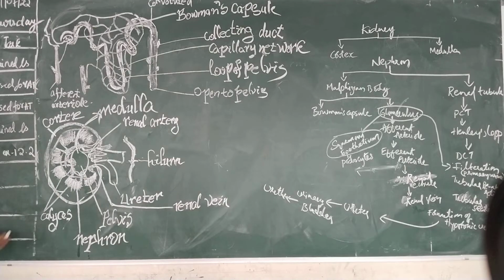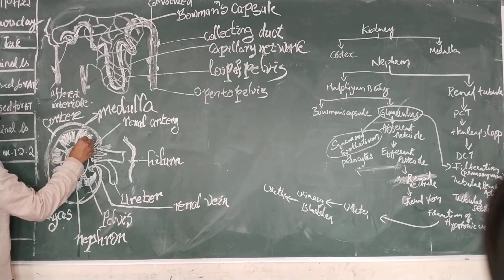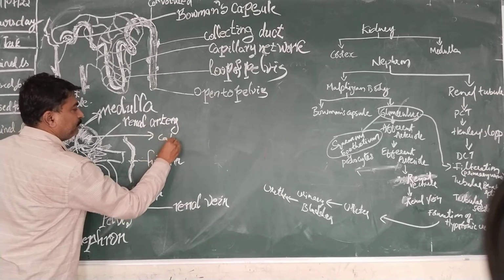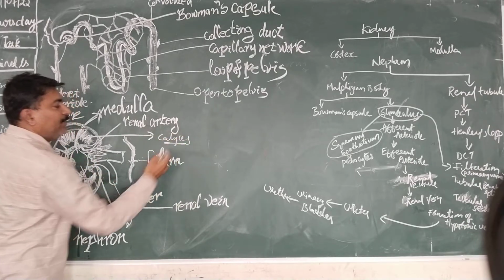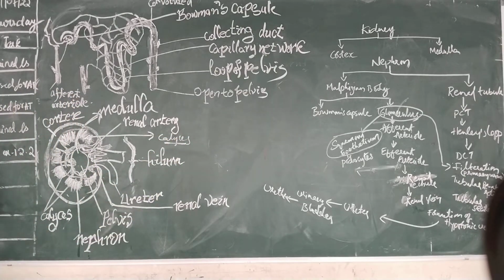This cortex consists of several projections. Each projection is called a calyx. They are called calyces, which look similar to the calyx of a flower.